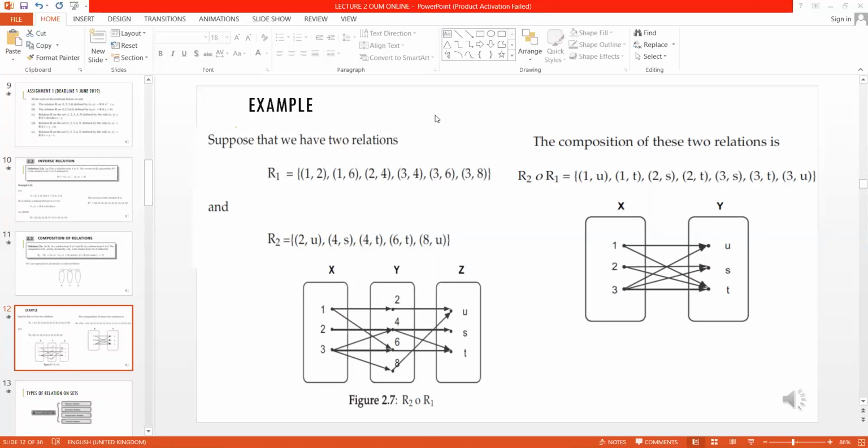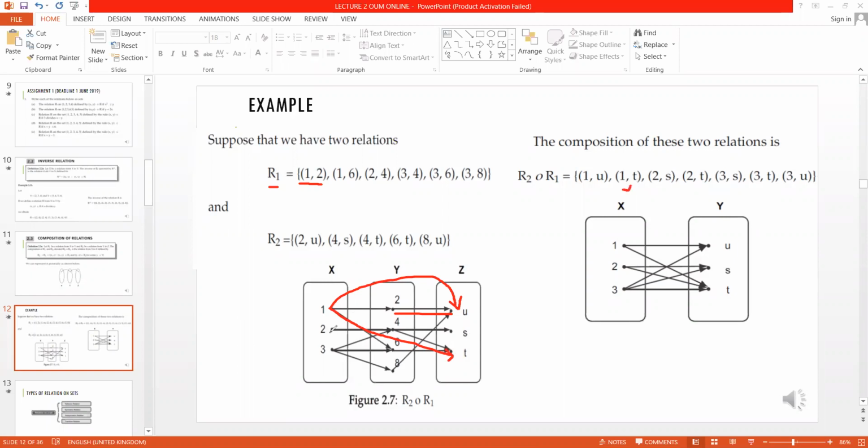Yeah, so let me just take the diagram here. What we are saying is if 1 moves to 2 by the relation R1, and by the relation R2 we have 2 to U, then it means that 1 maps to U, or 1 is related with U. The same way, if 1 is related with 6, and 6 is also related to T, then it means that 1 is related to T. Okay, so this is it.